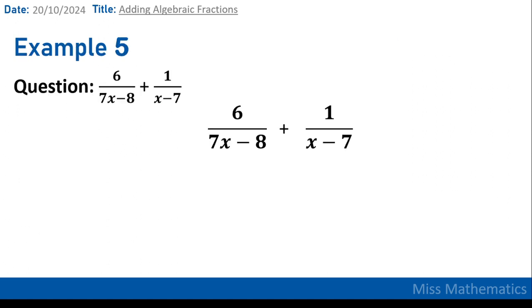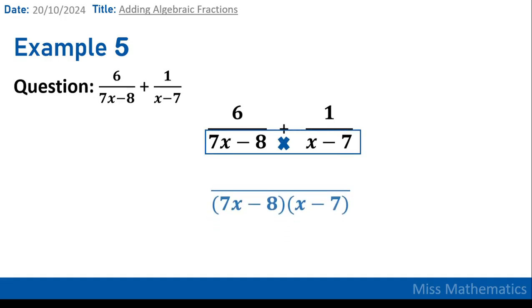This is a slightly trickier example, but it's the same thing because it's the same method. So 6/(7x - 8) + 1/(x - 7). So if you remember, we multiplied the denominators first. And this time, you don't have to expand the brackets, you can just leave it like this. Usually in algebraic fractions, when you add them, you can leave it like this unless the question specifically asks you to expand it out, but usually they don't.